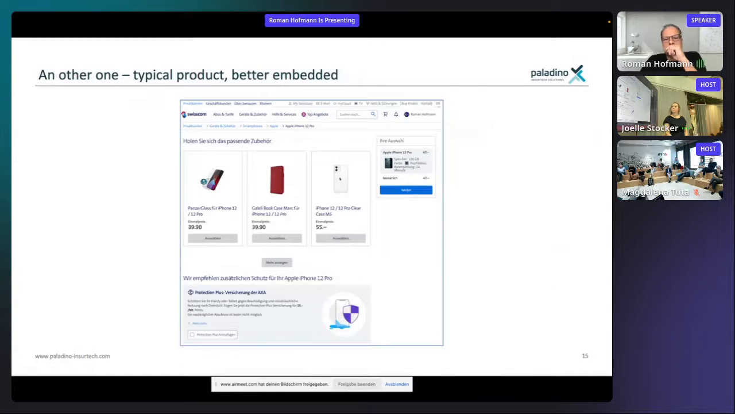A little bit better example, most of you have probably seen that. If you buy a TV or a phone or anything, you can immediately buy protection, theft protection, or warranty extension, whatever. But you also can buy.